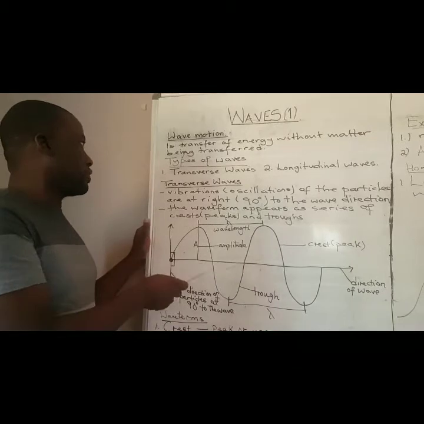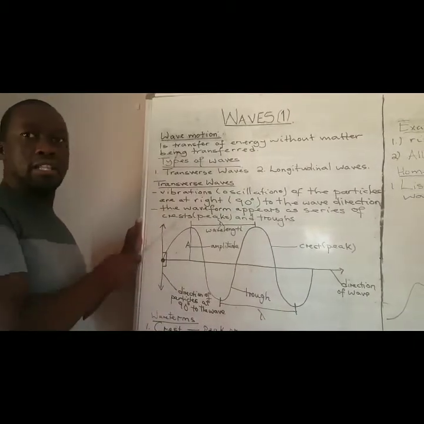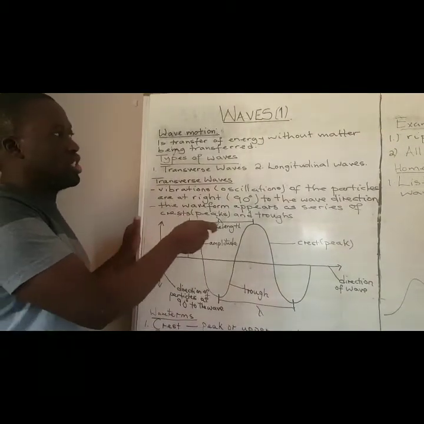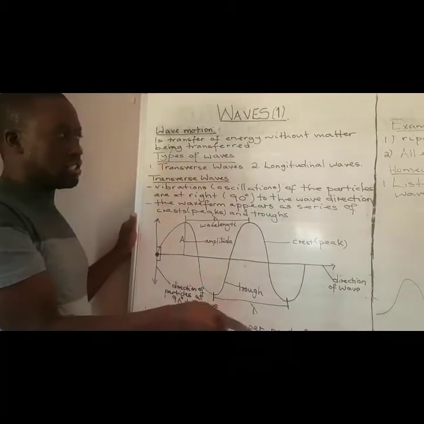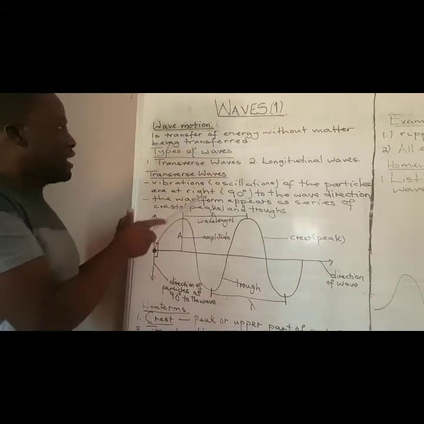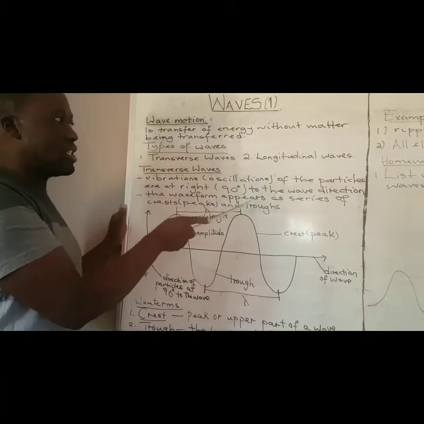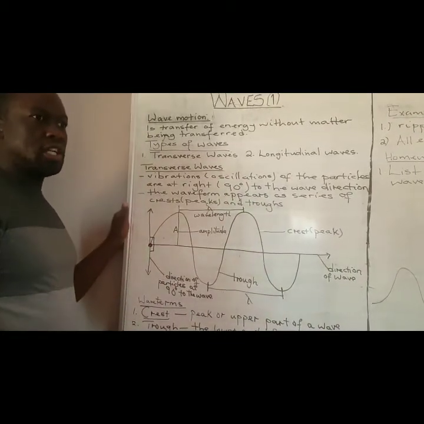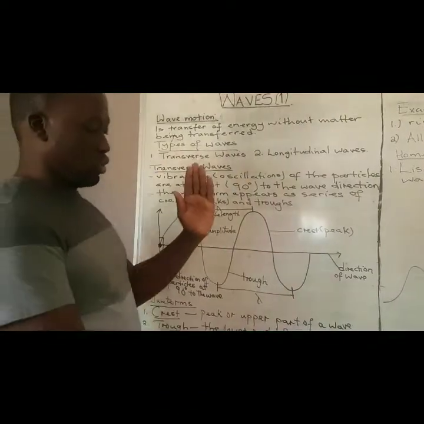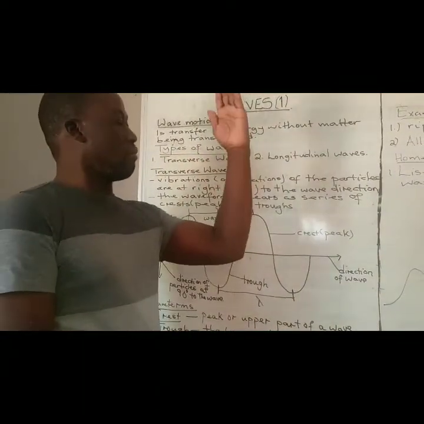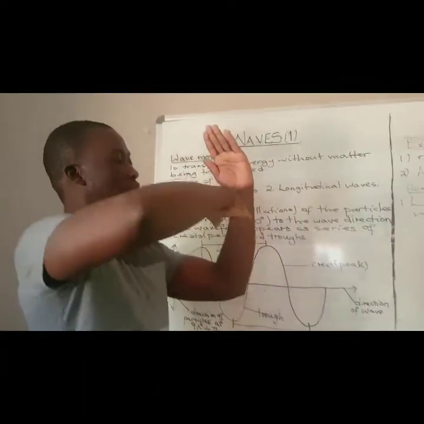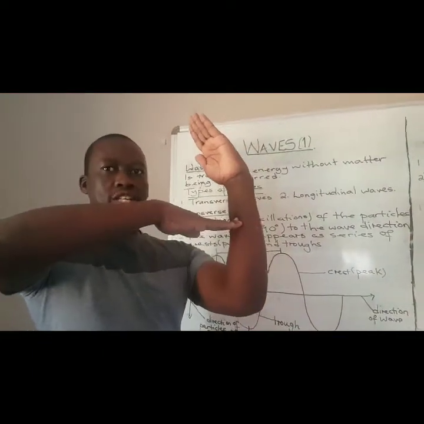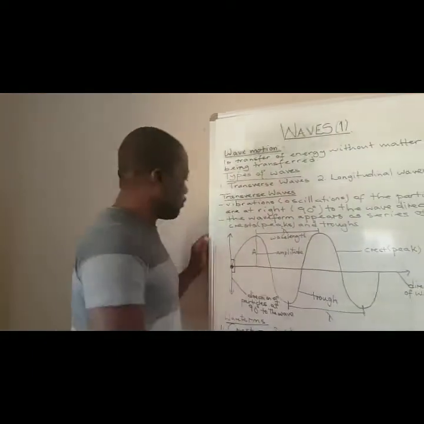What are transverse waves? In transverse waves, we are saying the vibrations or the oscillations of the particles, the disturbed particles that you disturbed, the way they move, is at right angles or 90 degrees to the wave direction. When you disturb the matter particles, they move at right angles to the wave. So if this is the disturbed particles going up and the wave is like that, they meet at 90 degrees. This is what we have here.